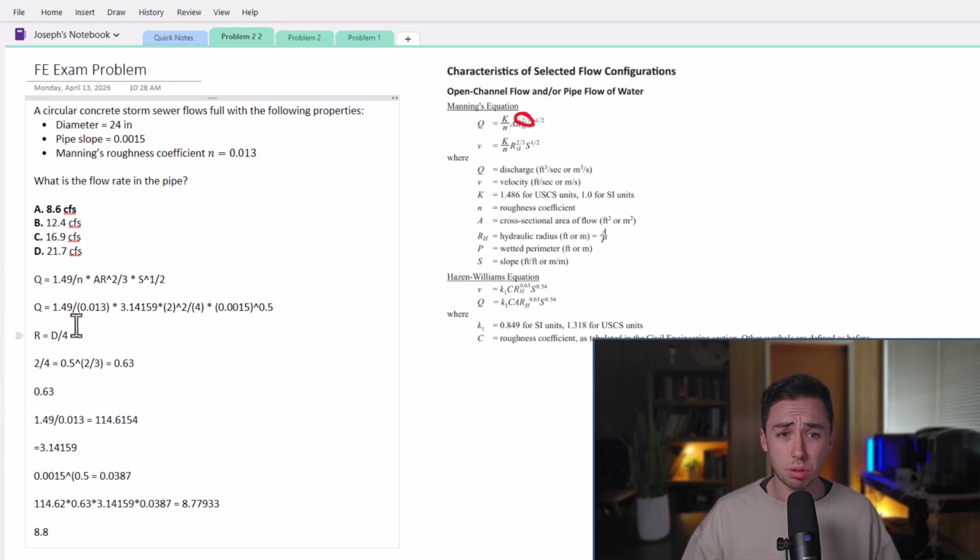So using Manning's equation, making sure our units are correct, making sure we're not getting messed up with the diameter, inches to feet, and then using that trick for R equals D over 4 for the hydraulic radius when the pipe was full. And we have arrived at our answer there.